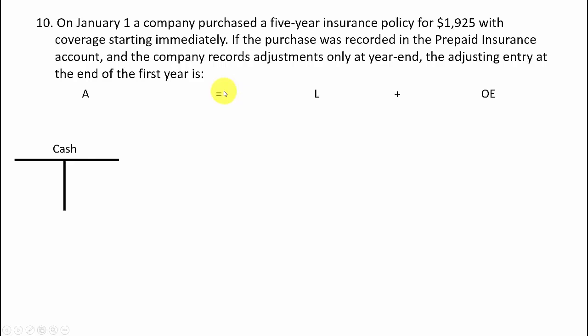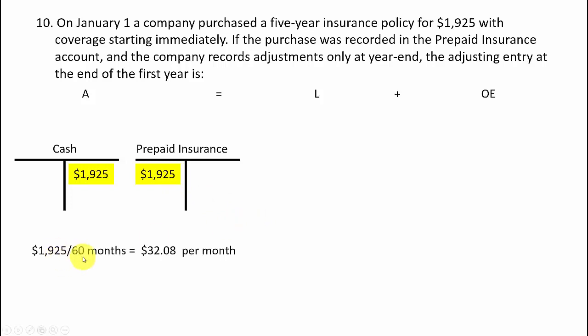Okay, here's our accounting equation. Here's our cash account. We spent $1,925 in cash on a 5-year insurance policy, which is going to be a prepaid asset. So we credit cash and we debit prepaid insurance. And now the question is, how much have we used up for this first year?